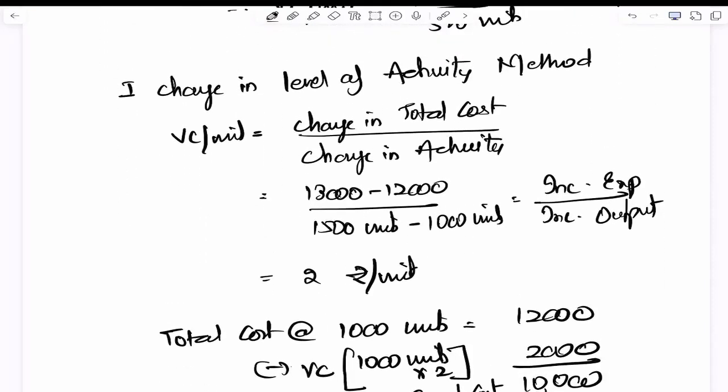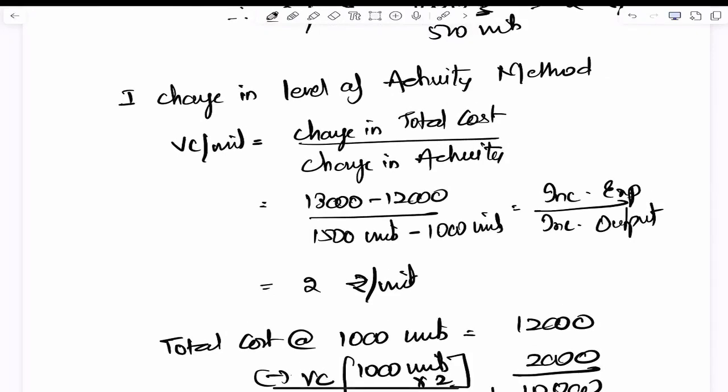Change in level of activity method, beta. You will write variable cost per unit as change.